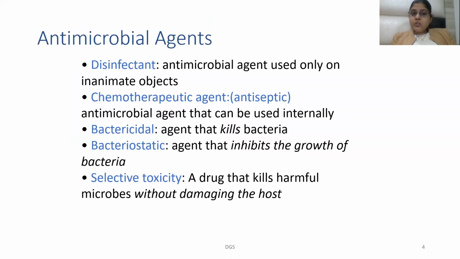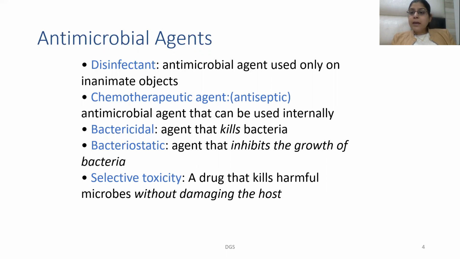Now, some definitions. A disinfectant is an antimicrobial agent which acts on inanimate objects. A chemotherapeutic agent is an antimicrobial agent that can be used internally in living tissue. An antiseptic is an antimicrobial agent that can be used externally on living tissue.